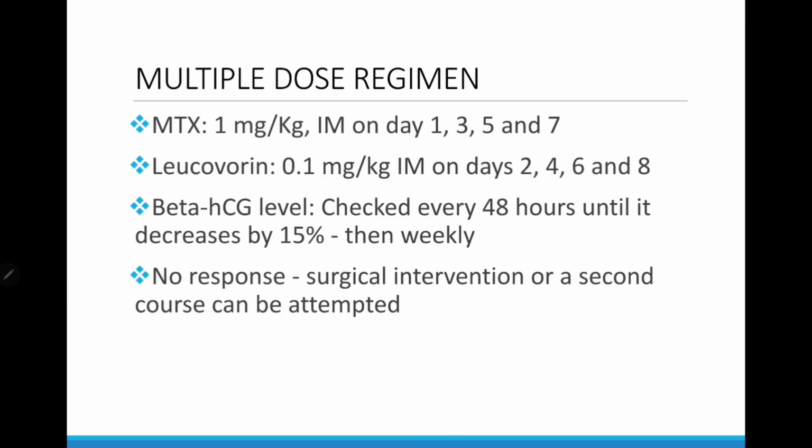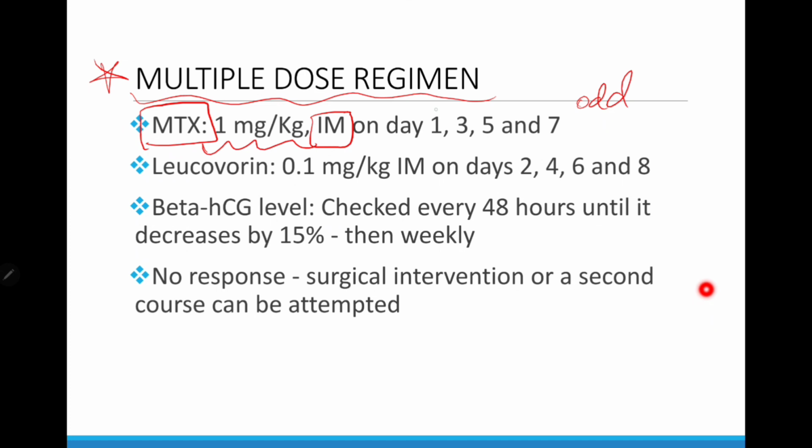Now, next I am going to introduce to you the multiple dose regimen. So what is multiple dose regimen? Again, methotrexate is given intramuscularly, but the dose is how much? 1 milligram per kg. So methotrexate 1 milligram per kg intramuscularly on all the odd days. What are the odd days? 1, 3, 5 and 7. The next drug I am going to give is leucovorin.